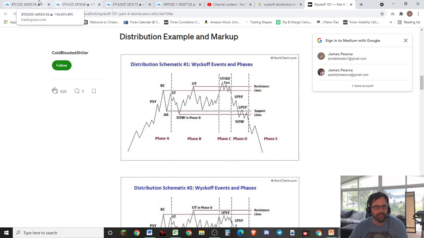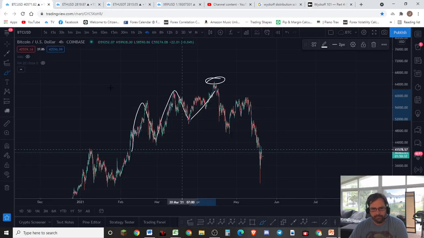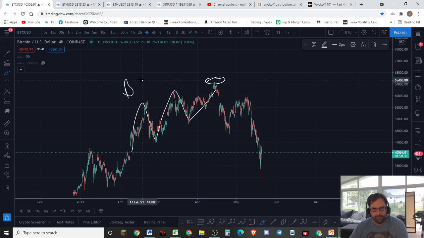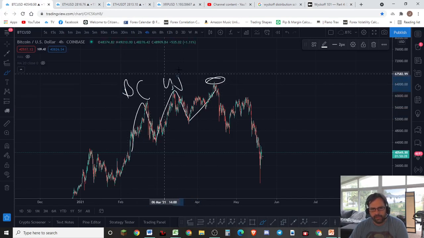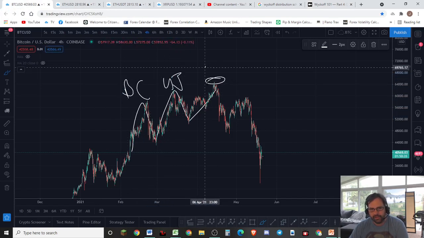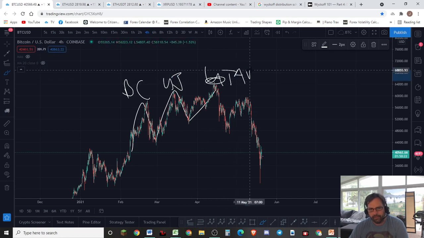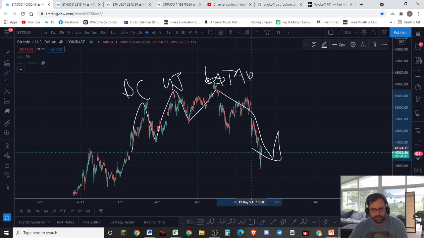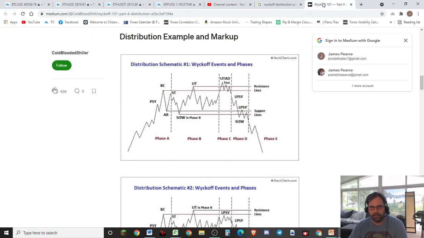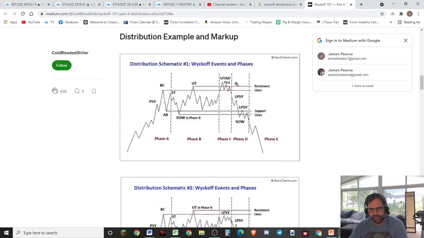Let me show you what I'm seeing on the Bitcoin chart, guys. I'm kind of seeing this as the BC. I'm seeing this as a UT there, and I'm seeing this as a UTAD right there. And that means it's possible that this market is done for, that what comes next is a trending to the downside. Now, it may not trend quite like this. Crypto tends to move in three waves rather than the deep down five-wave pattern like this, but it may go down in five waves, so we got to watch out.